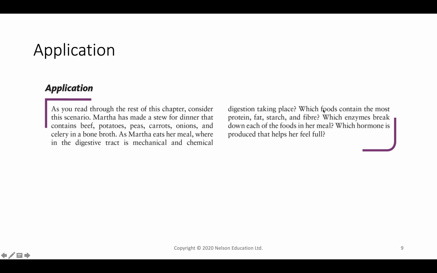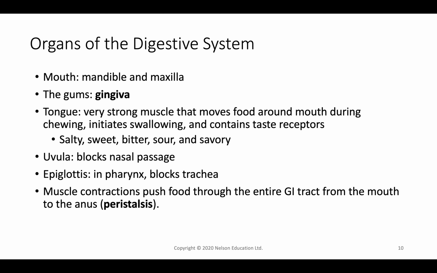And then also, which foods contain the most of which of the biomolecules? Proteins, fats, starches, and fibers, for example. What enzymes break down each of those different biomolecules in her meal? And what hormones are we going to be producing when we have eaten enough such that we feel satiated or full and we don't want to have another bite? All right, so let's move forward.